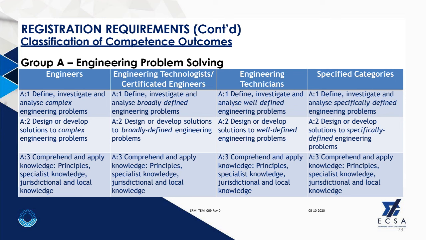Outcome three refers to the comprehension and application of knowledge coming from the specialist knowledge in terms of your jurisdiction and local knowledge. This is mostly coming from what you have studied and how you apply that. So in terms of registration, it is a requirement to prove and show that you are applying the theories that you have studied in your journey when you were studying in your engineering education. How do you apply them?